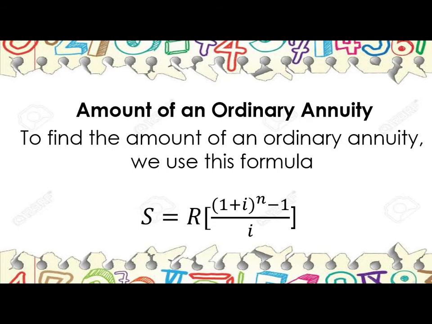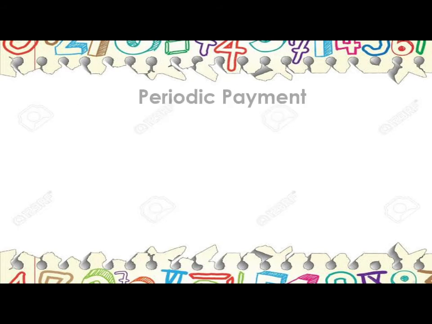So I want you to take note of that. Okay, say, for example, that you are finding the periodic payment. When you say periodic payment, this is what you pay every payment interval, for example, every month and so on and so forth. How do we find that?